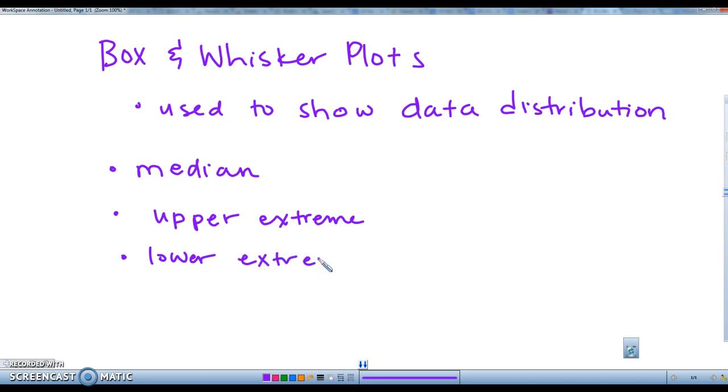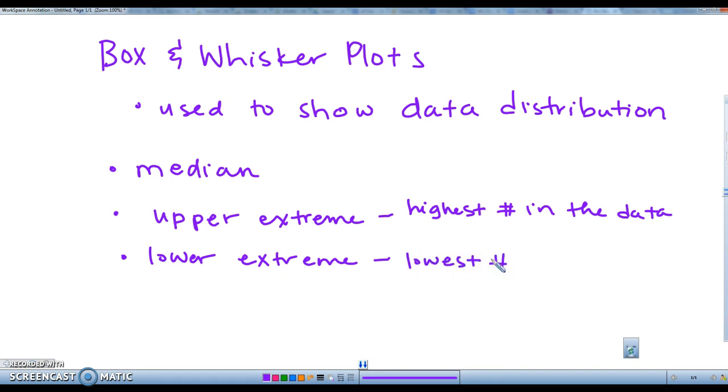What does that mean? Well, an upper extreme is just the highest number in the data set. And the lower extreme is the lowest number in a data set. So just like when we found the range, we did the highest minus the lowest, you're really doing the upper extreme minus the lower extreme.